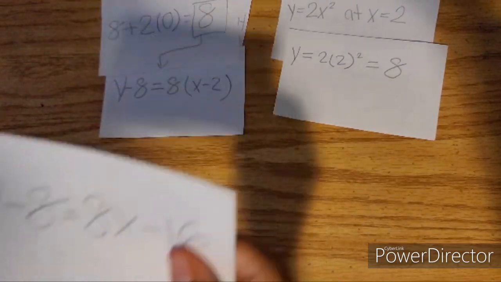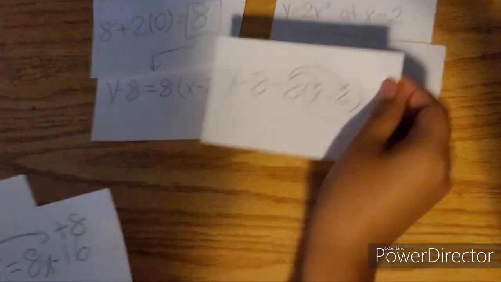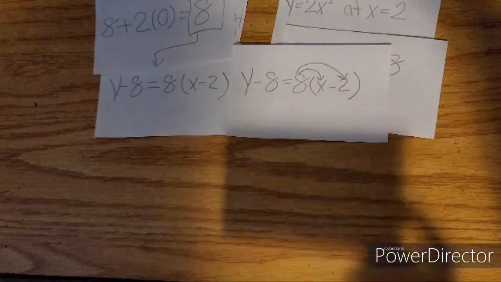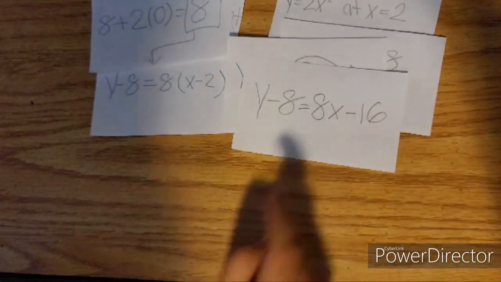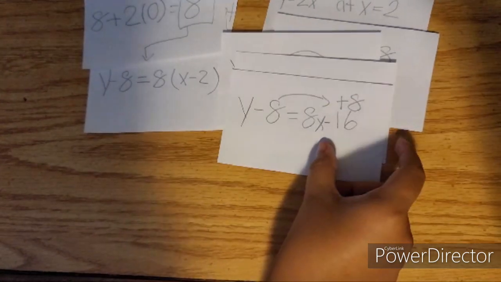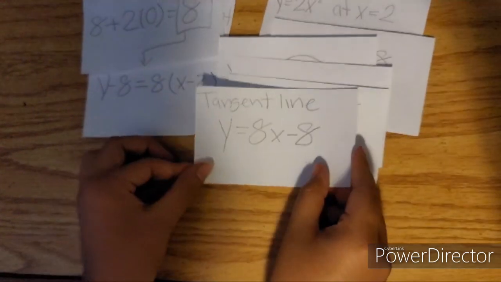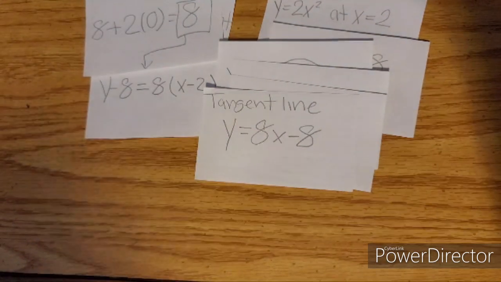And then after that, we will distribute this 8 right here, which will then give us 8x minus 16. After that, we move the 8 to the other side, plus 8, which will then give us the tangent line y equals 8x minus 8.